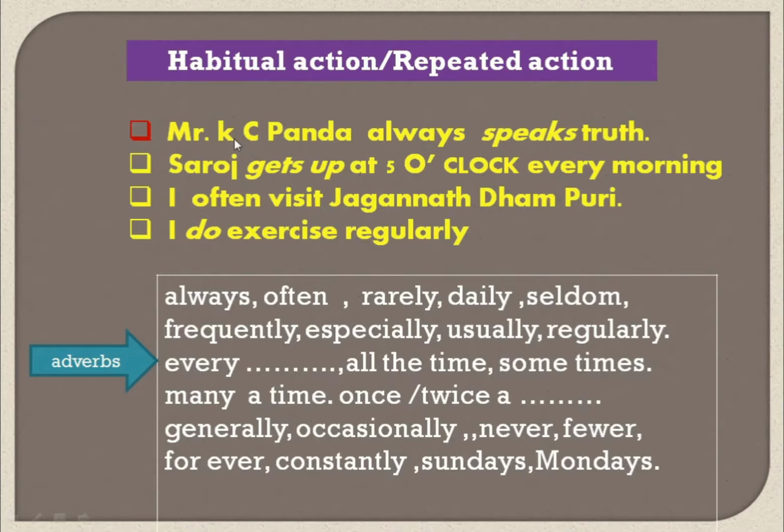So these are sentences in simple present. You see, we use simple present to express habitual action or repeated action. Saroj gets up at 5 o'clock every morning. So this indicates the habit of Saroj getting up early in the morning. I often visit Jagannath Dham Puri. This also indicates a repeated action. I do exercise regularly. This is also a repeated action or can be a habitual expression. So we use simple present to express habitual action or repeated action.